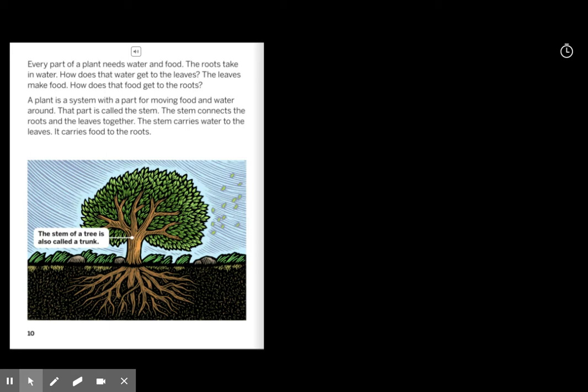The stem connects the roots and the leaves together. And the stem carries water to the leaves. It carries food to the roots. So here is a picture of a tree. And the stem of a tree is also called a trunk. So this big part of the tree that you can climb on and touch is the way that the food and the water travel from the leaves to the roots and the roots to the leaves.